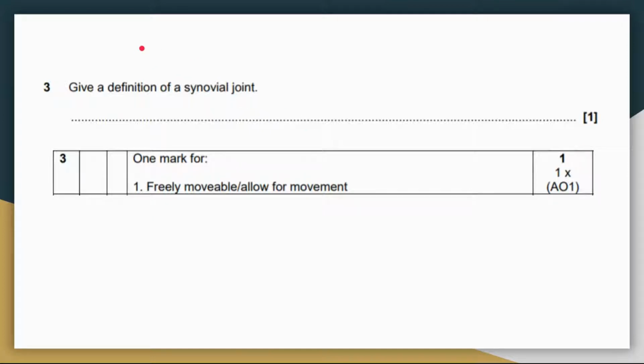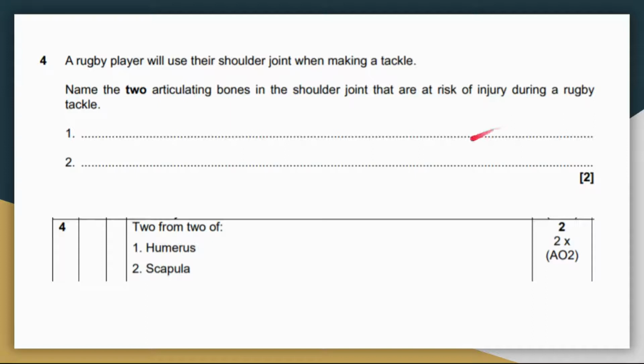The first question is, give a definition of a synovial joint. So a synovial joint is where 2 or more bones meet, and that allows for movement, and it's the movement part we need to have mentioned in order to get the marks. So if you've put anything to do with movement or freely movable, then you get 1 mark for that question.